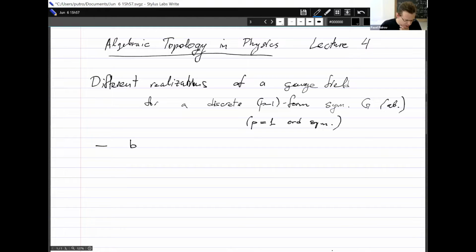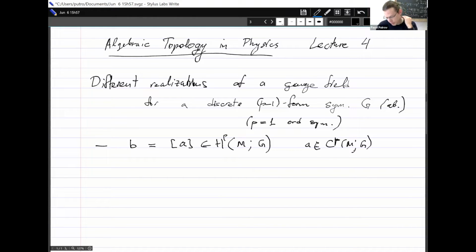The most natural one, in a sense, is to understand this gauge field as a class, the gauge invariant data of the field configuration, given by the P-th cohomology class of our space-time M with coefficients in G. This A is realized by a P-cochain, an element in the group of cochains in M, meaning it's a certain linear map from the group of chains CP to G.